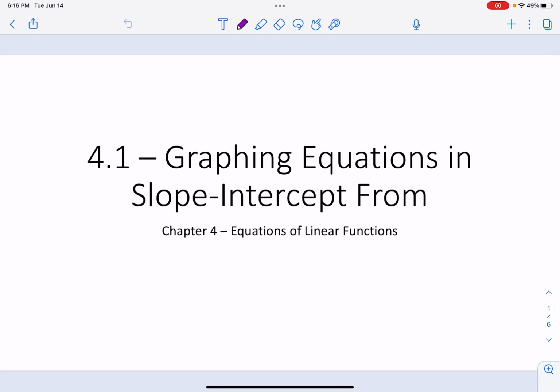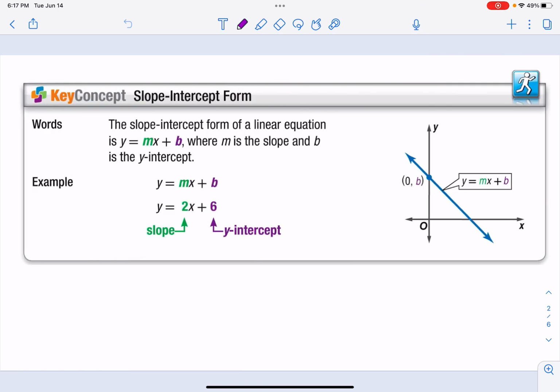Today we're going to be talking about graphing equations in slope-intercept form, and this is a really important topic in algebra. You use this all throughout any mathematical career that you have. So slope-intercept form, y equals mx plus b. Know this equation. y equals mx plus b.